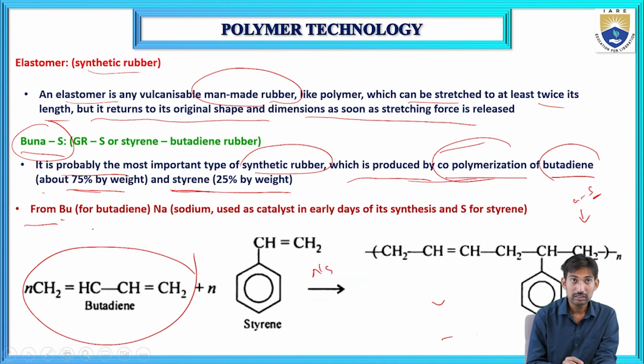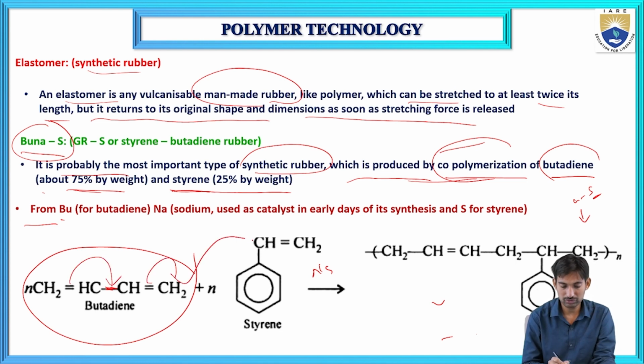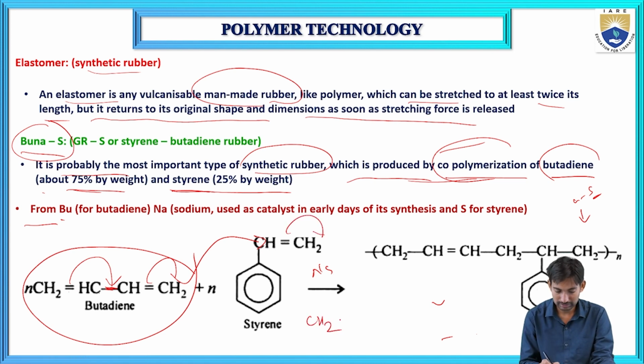See, this is a single bond separated by two double bonds, so delocalization of the double bond takes place. The electrons shift like this. The compound becomes CH2; this double bond becomes a single bond and CH, this single bond becomes a double bond, and this double bond becomes a single bond.